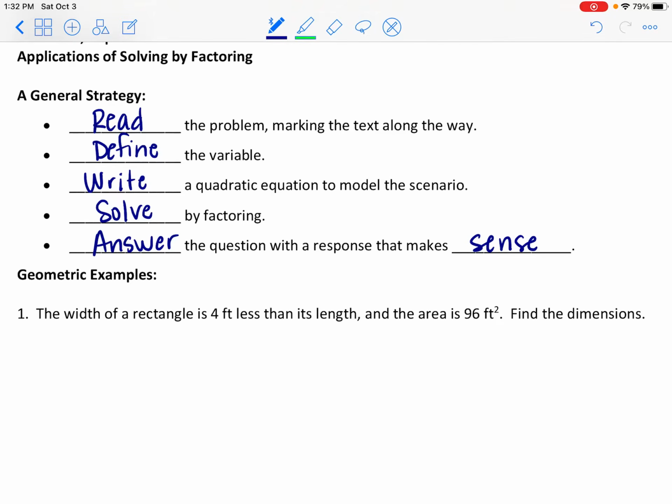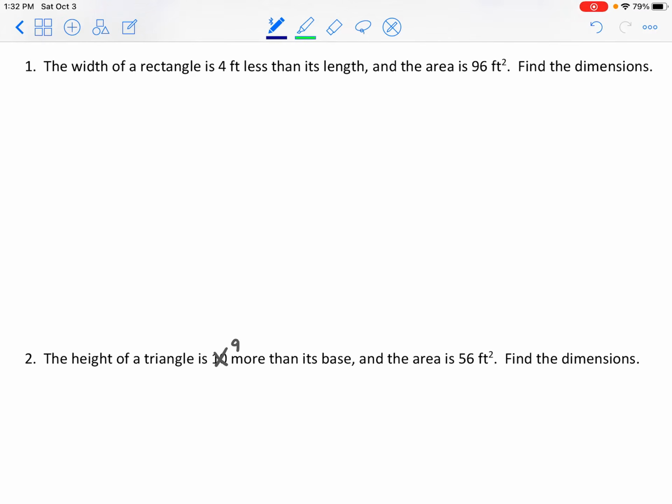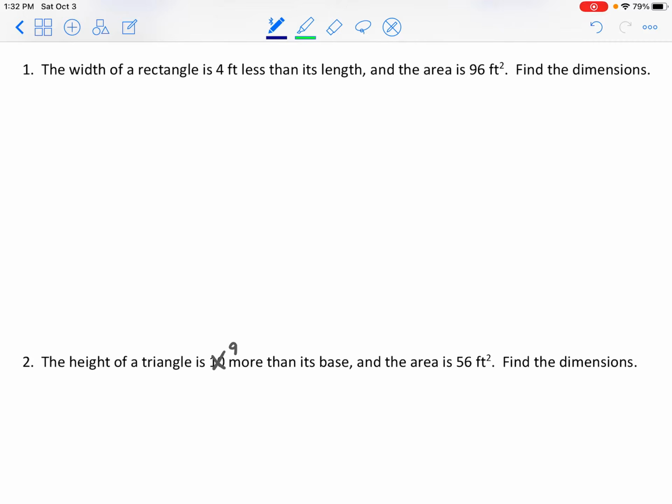Okay, so the first few examples we're going to try here are geometric examples. I like geometric examples because we can generally draw out what we're looking at. Alright, so let's look at number 1. It says the width of a rectangle is 4 feet less than the length, and the area is 96 feet squared. We want to find the dimensions of this rectangle.